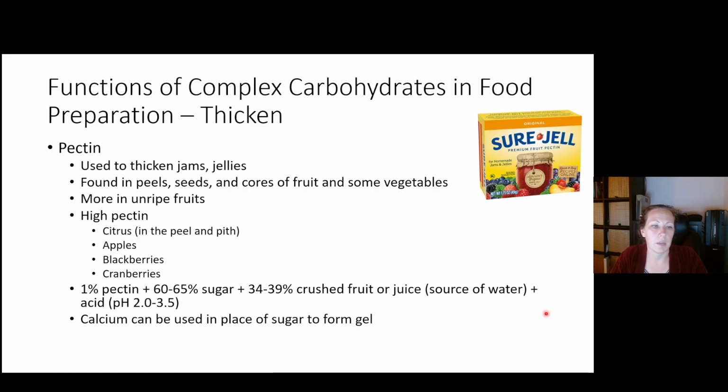Calcium can be used in place of sugar to form gel, and this is just important to know if you're making a sugar-free version of a jelly. It's not going to work if you haven't put something in there to replace the sugar that will interact with the pectin, and so there's calcium ingredients that can be used to help form that gel.